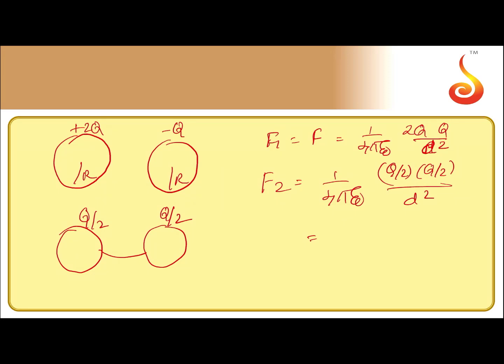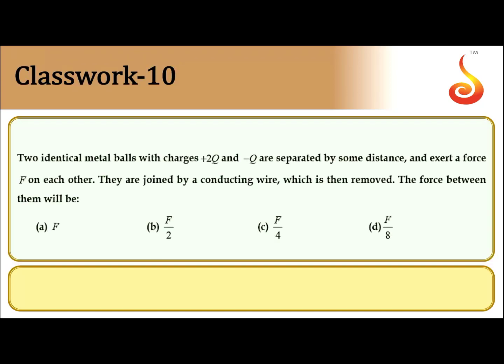If we simplify it further, what do we get? F2 divided by F1 is nothing but 1 divided by 8. Yes, 1 divided by 8. Or F2 is equal to F1 divided by 8, or F divided by 8. So, the force between them becomes 1 by 8 times the initial force. D is our correct choice.